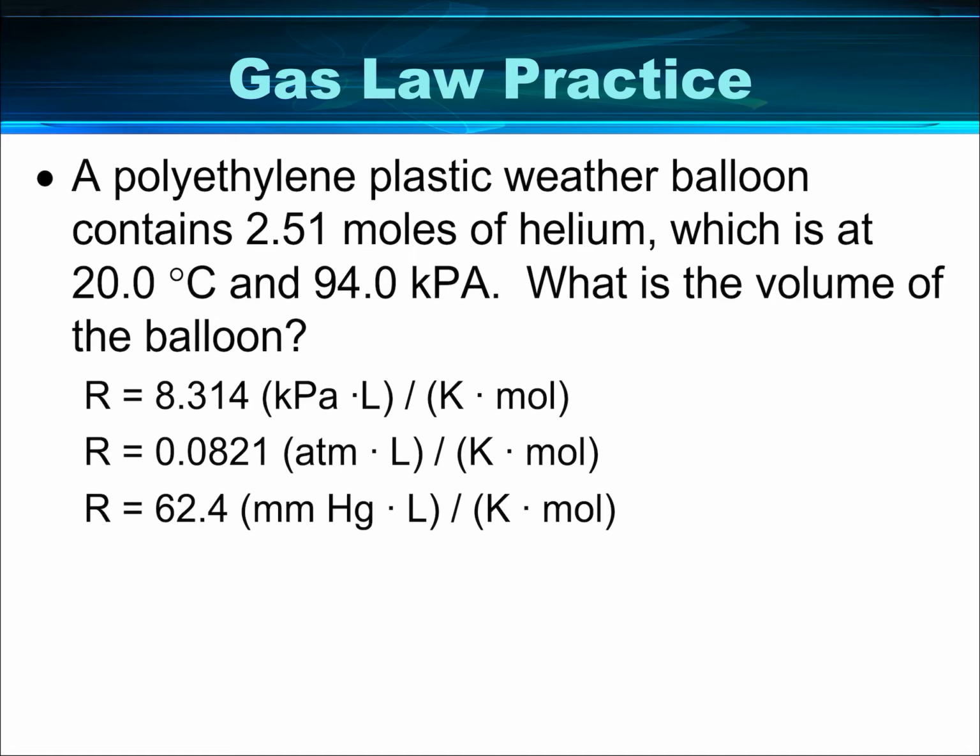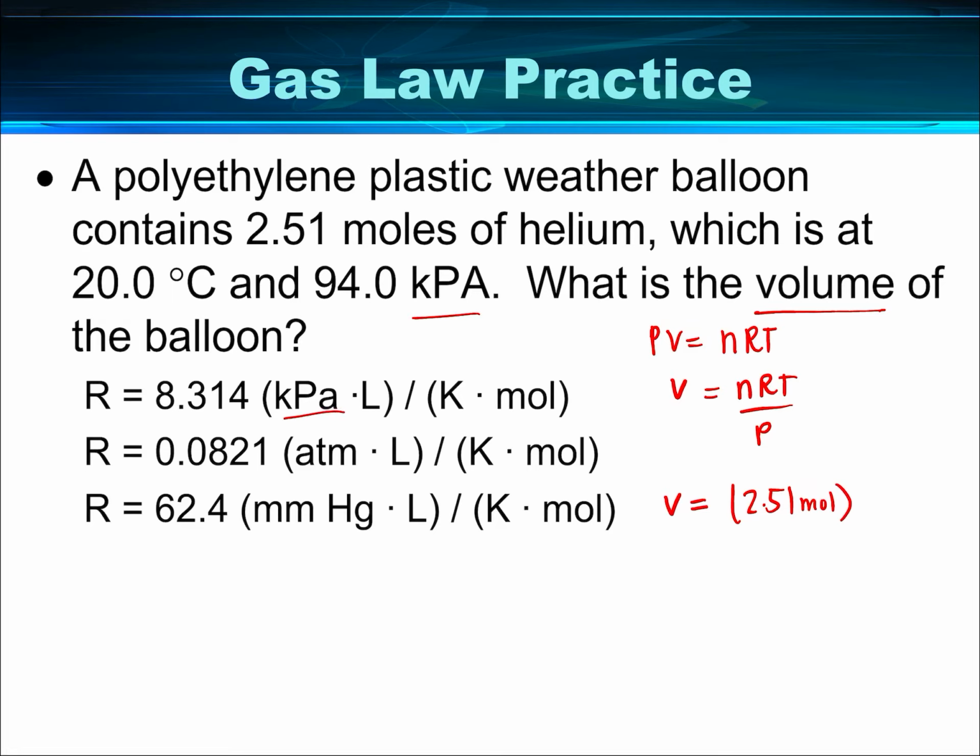Here's another one. If a polyethylene plastic weather balloon contains 2.51 moles of helium, which is at 20 degrees C and 94 kPa, what is the volume of the balloon? So again, I have PV equals nRT, and I'm trying to find volume. So I want to get volume by itself, which makes nRT over P. And now I just have to plug in my values.